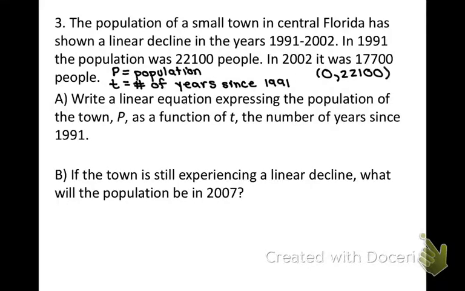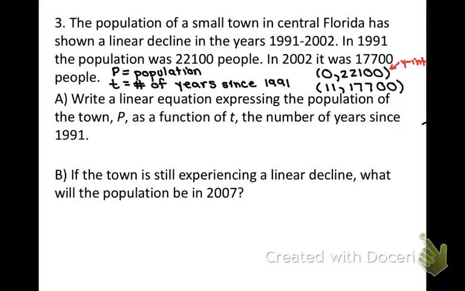So this first point we have is actually going to be 0, 22,100. Okay. Now, in 2002, how many years have passed since 1991? 11 years. So this next point is going to be 11, 17,700. Now, we've got 2 points, and what's actually nice is that that first point is our y-intercept, and so my b value is that 22,100. So we know our b value. We don't know our slope, though, but we can figure it out because we have 2 points.